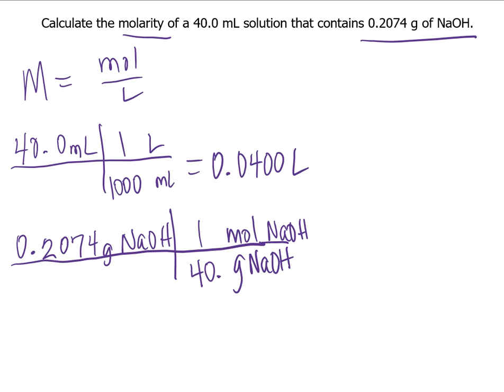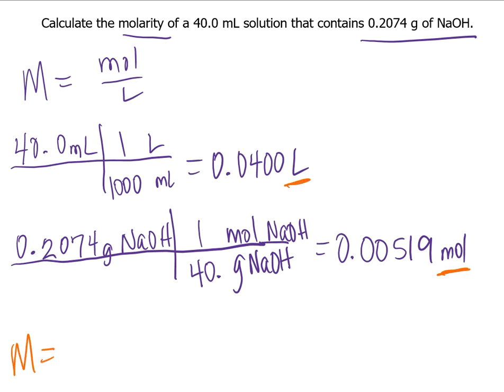So your 0.2074, when you convert that mass to moles, so divide that by 40, you end up with 0.00519 moles of sodium hydroxide. From there, we now have moles of solute. We now have liters of solution, so we can plug it into our equation.